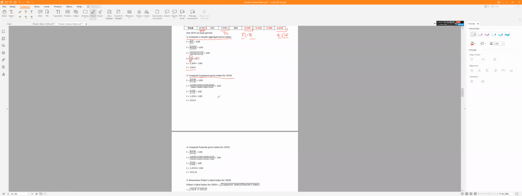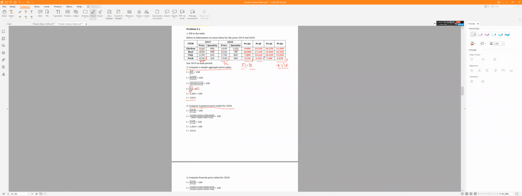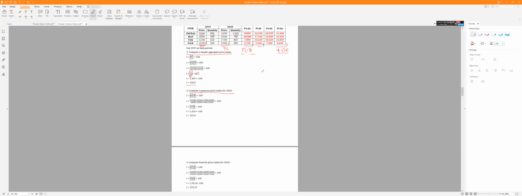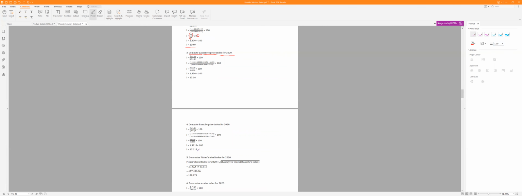And now Paasche, use PT times QT. You sum this, which is basically 55,000. My bad, my writing is quite bad because I'm using a mouse to actually write this. And then you're supposed to find P0 times QT, the sum of all of them, which is 41,810. And then you divide 55,250 by 41,810. You will get 132.15 as the index number.